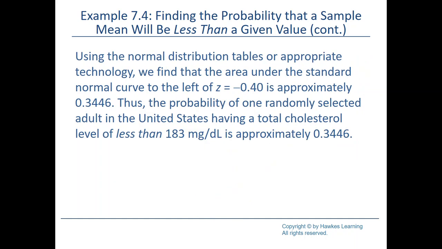Then, using the normal distribution tables or the appropriate technology, if you're using the table, we're going to find the area to the left. So we look up negative 0.4 on our table, and everything to the left of that will be 0.3446. Therefore, the probability of one randomly selected adult is that.